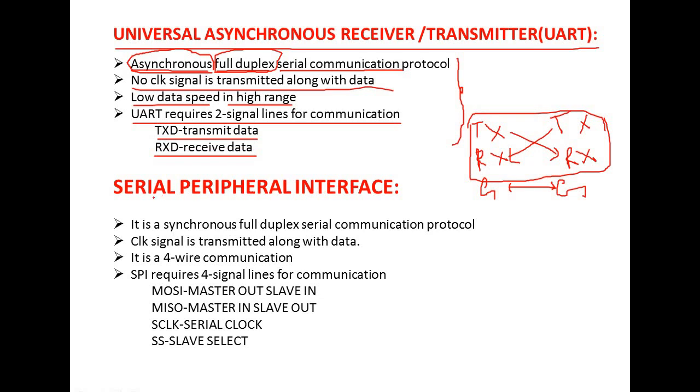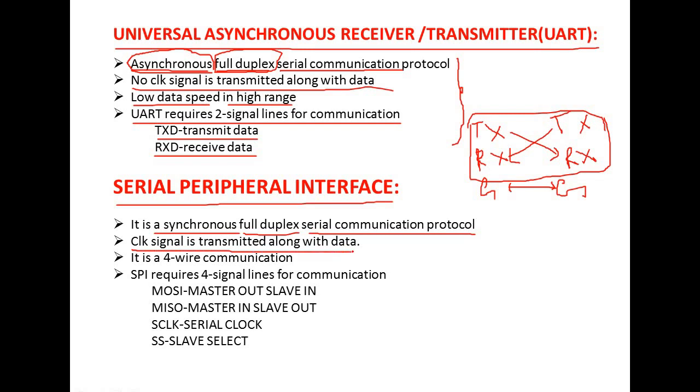And coming to SPI, Serial Peripheral Interface, it is a synchronous communication protocol. Synchronous means clock is transmitted along with the data in this protocol, and it is a full duplex communication protocol. We can both transmit the data and receive the data. So SPI is a synchronous full duplex serial communication protocol. As it is synchronous, the clock signal is transmitted along with the data.